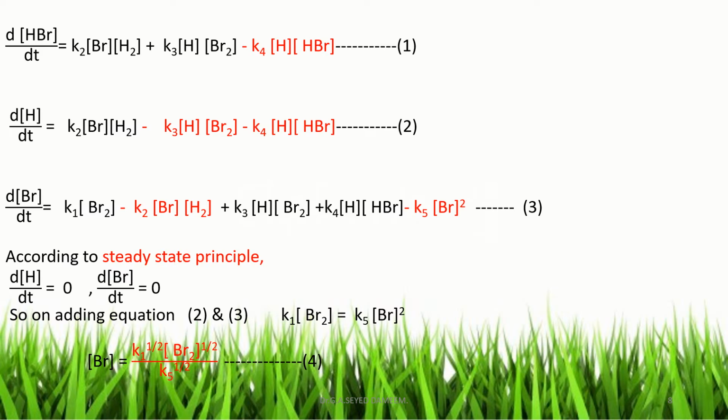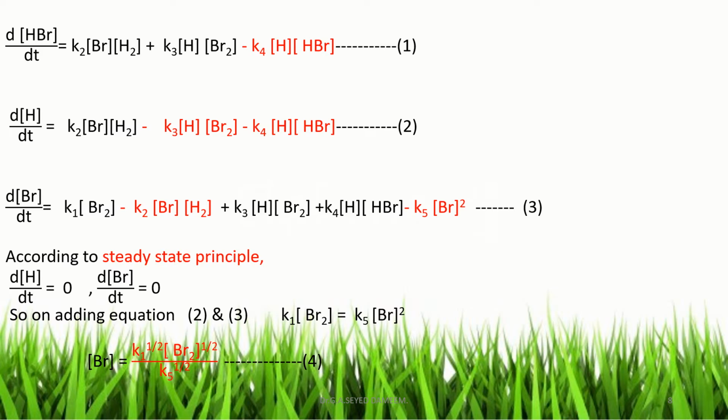Similarly, the net rate of formation of the hydrogen radical, that is d[H]/dt, is equal to K2[Br][H2] minus K3[H][Br2] minus K4[H][HBr]. Let this be equation 2. In the second step, the hydrogen radical is formed, but in the third step and fourth step, the hydrogen radical disappears. Therefore, there is a minus sign for the disappearance of the hydrogen radical. So equation 2 is the net rate of formation of the intermediate free radical hydrogen.